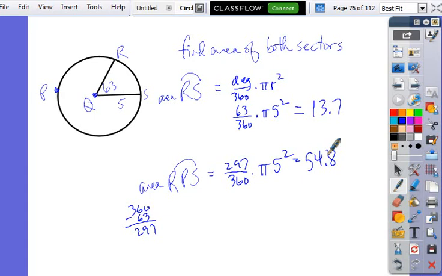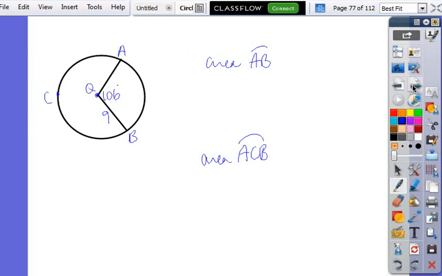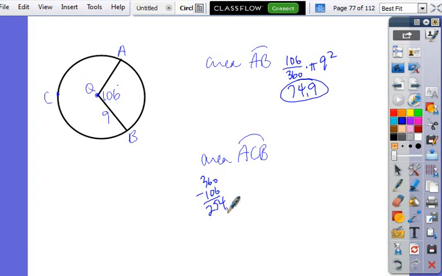All right, so here I would say area of the AB part would be 106 over 360 times pi 9 squared, and the answer is 74.9. All right. Then when I go to the area of the ACB, the bigger one, I'm going to do 360 minus 106, 254. Plug that in. 179.5. Are there any questions or problems doing area of a sector? Should be very, very easy.